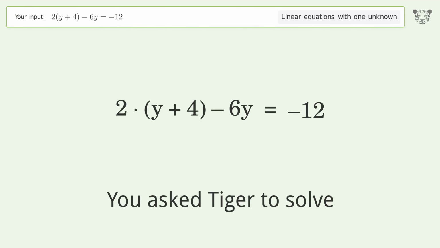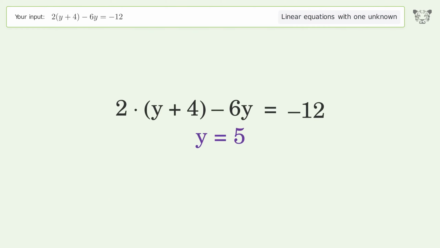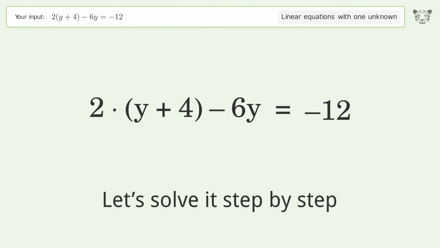You ask Tiger to solve. This deals with linear equations with one unknown. The final result is y=5. Let's solve it step by step.